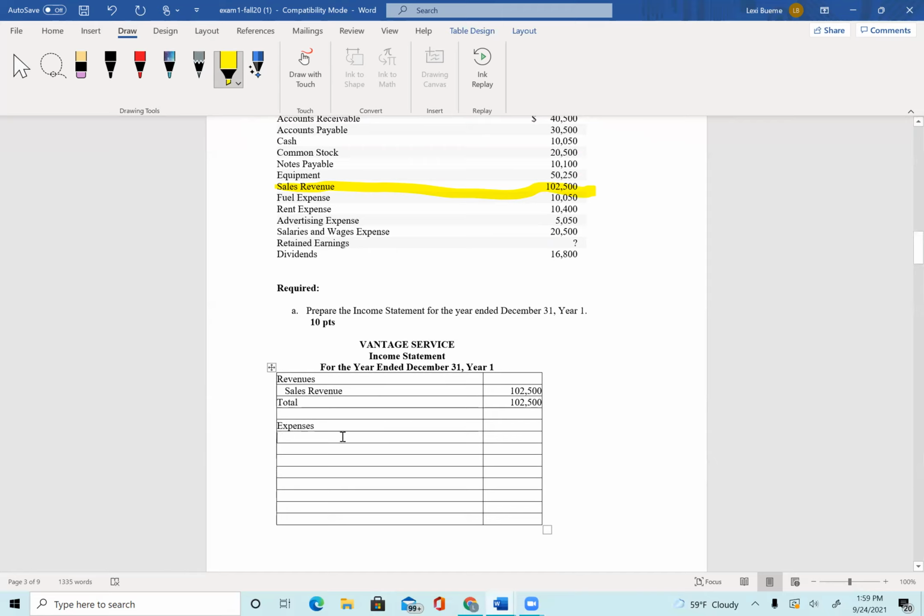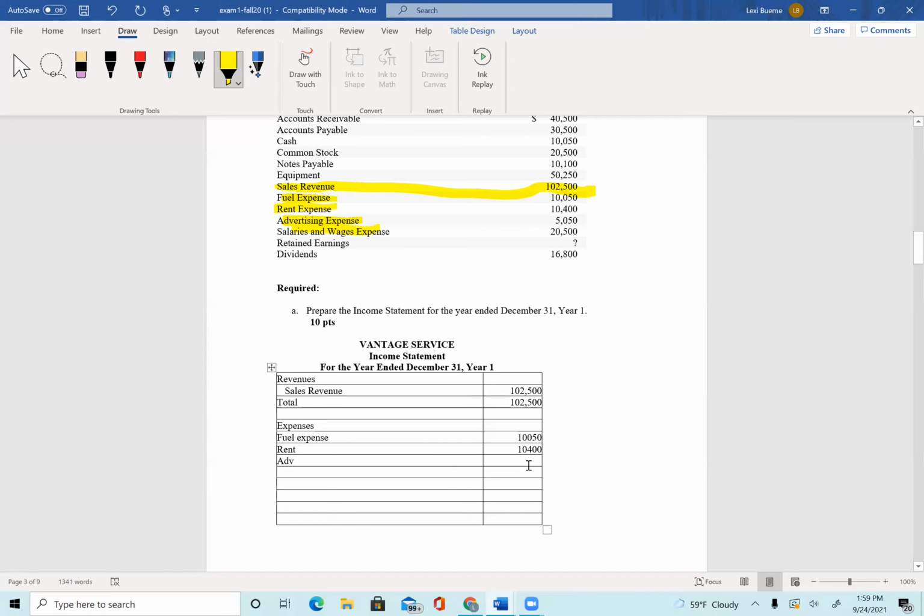These are anything that says the word expense. So that's this, and this. So we got fuel for $10.50. Normally you would put fuel expense, but I'm just going to abbreviate the rest of them to go faster. So rent, 10,400, and normally we would do rent expense, like you'd have to put the expense there as well.